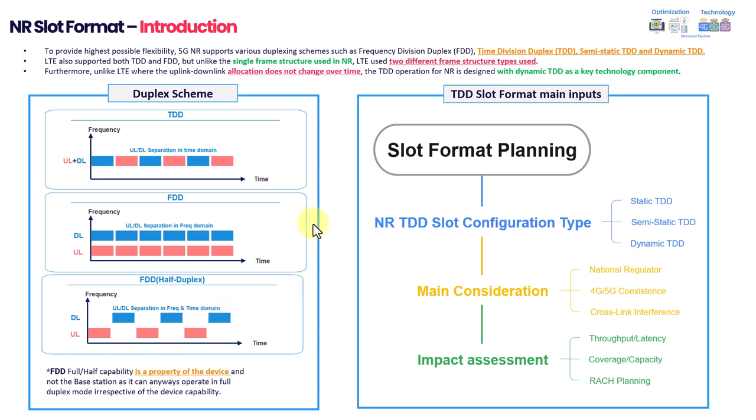So actually now let's go through the slot format, what we're going to discuss today. These are the main inputs. As you can see here, we have three inputs. First of all, we are going to go through the NR TDD slot configuration types. This is very interesting because this is something new. Actually, we have three types.